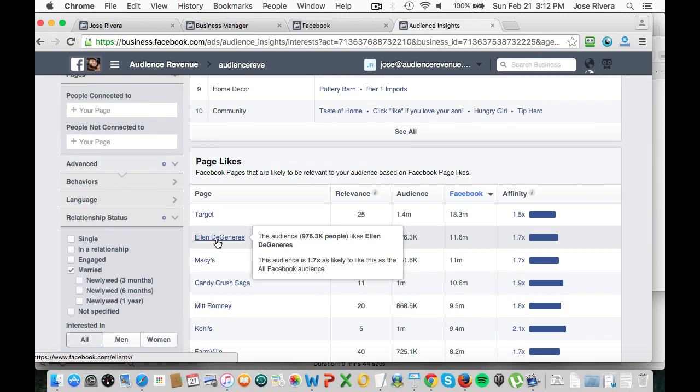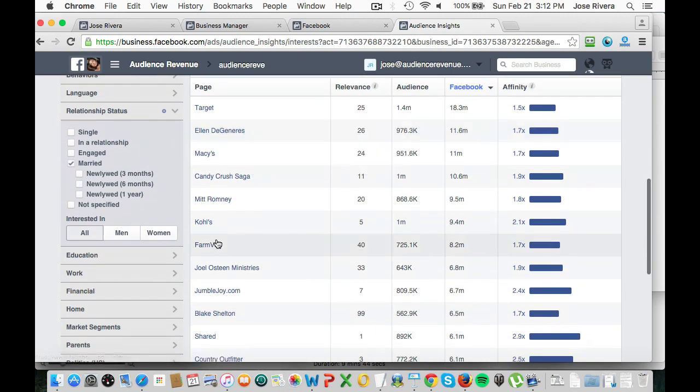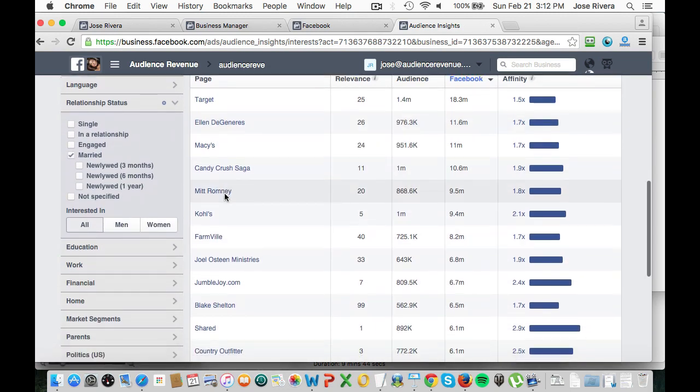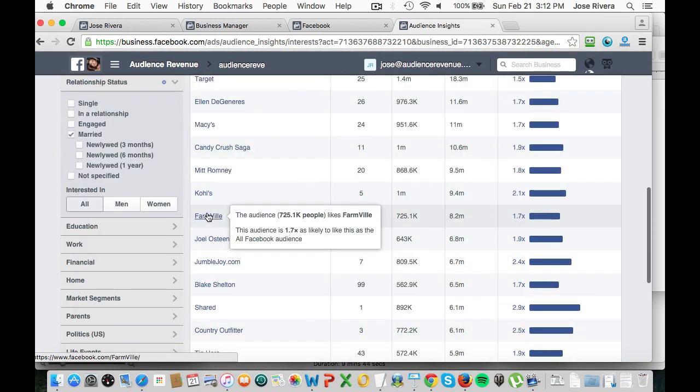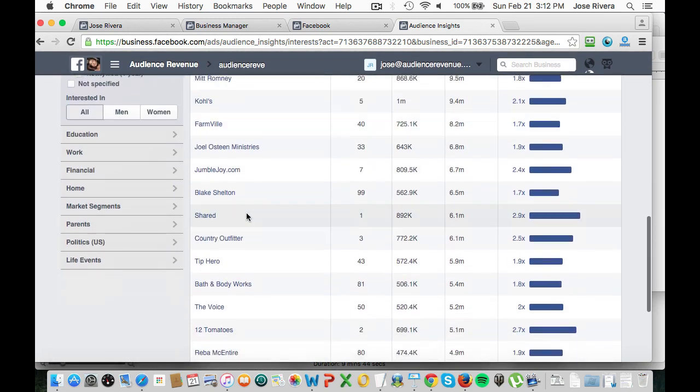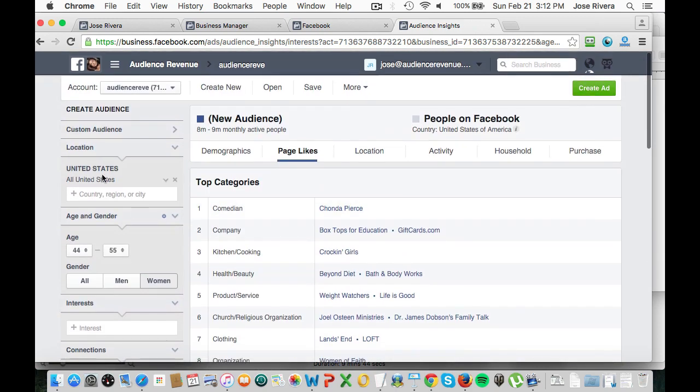Ellen DeGeneres, they love Ellen DeGeneres right now. I guess she's pretty popular. Mitt Romney, oh wow, they got fans. Farmville, so they're playing a game. Most of these females play Farmville, which is pretty interesting. Okay, so this is how you use the audience insight, and you can really drill down and create really targeted campaigns.